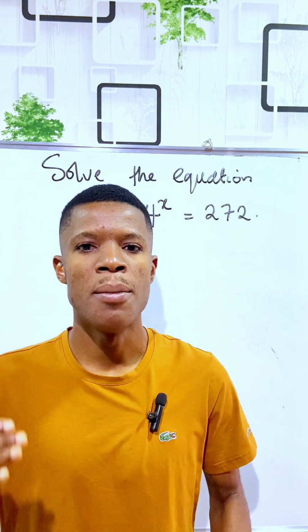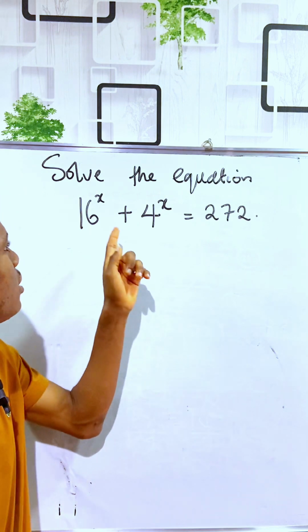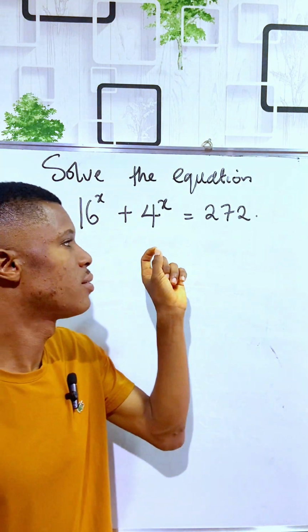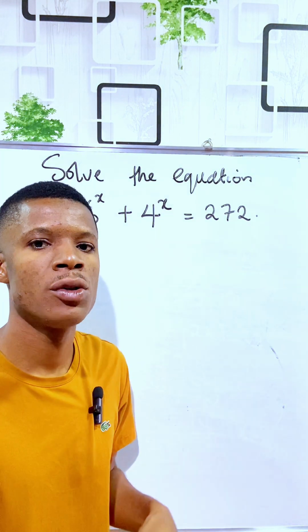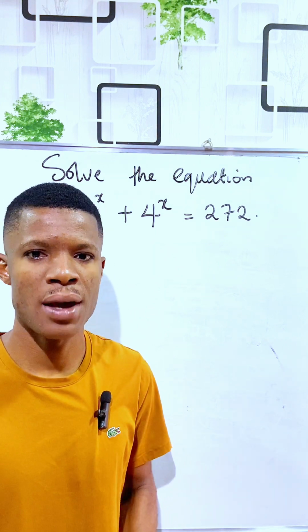Exponential equation made easy and simple. Here we are given 16 to the power of x plus 4 to the power of x is equal to 272. What then is the value of x?